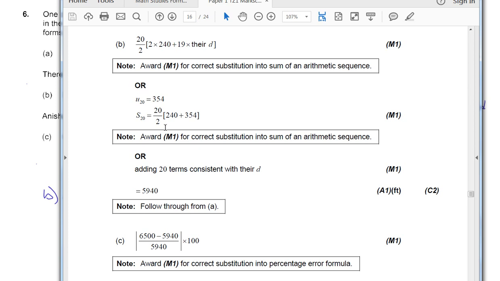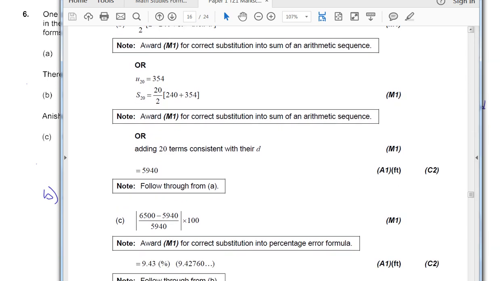You could have done this, or this, or this, and you could actually add 20 terms in a row to come up with that 5940. But most people that do this are going to end up pushing a wrong button at some point, and you're going to end up getting the wrong answer. So you would lose both points on that because you get the wrong answer and you wouldn't have done this correctly. So I'd stick with the formula if you can. You can. Okay.